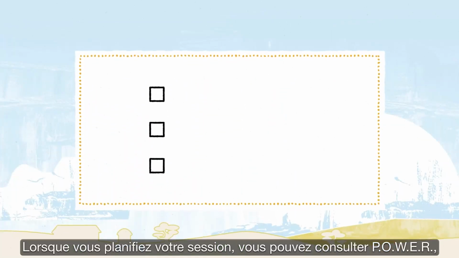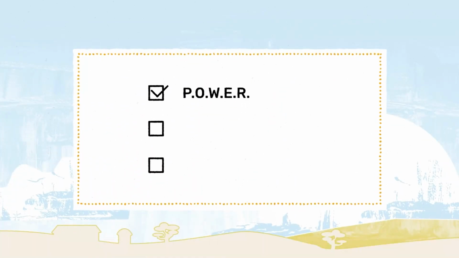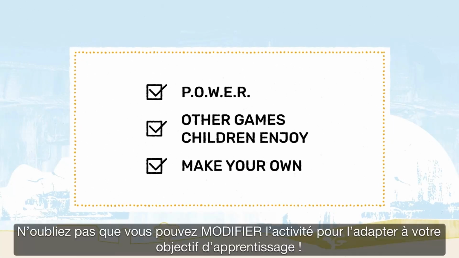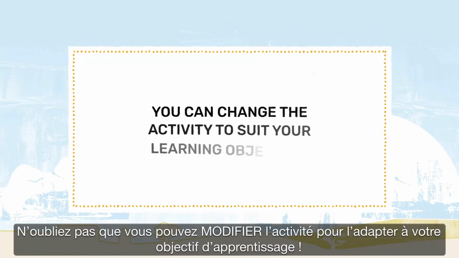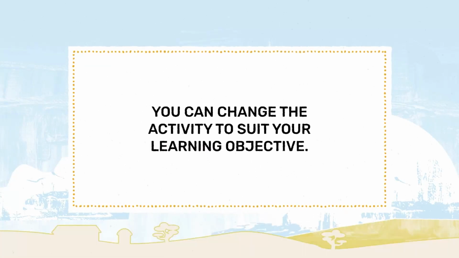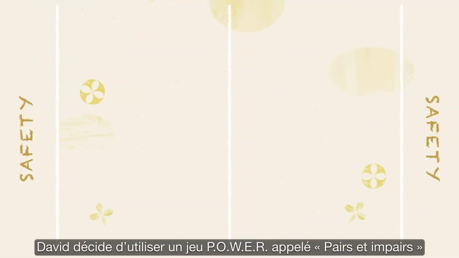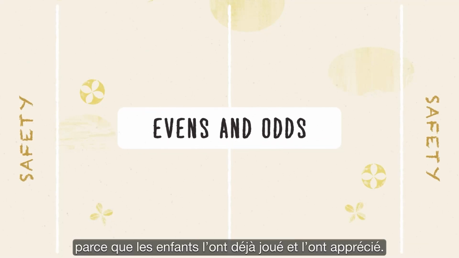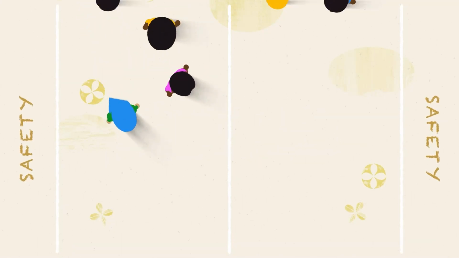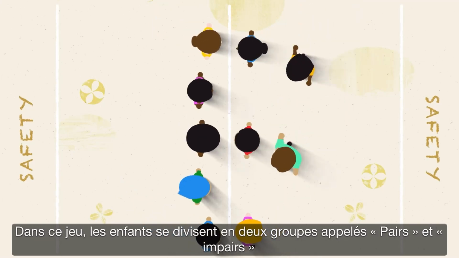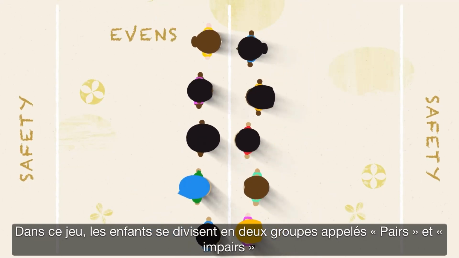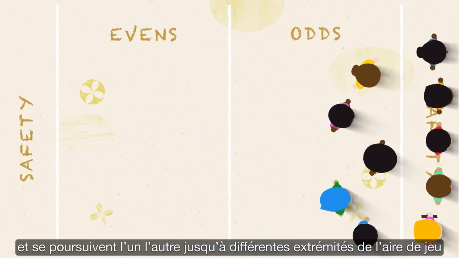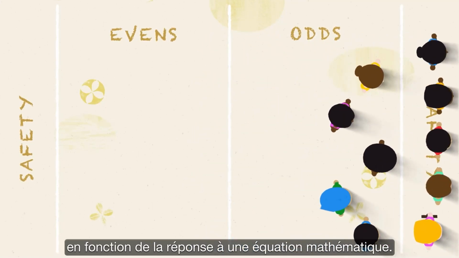When you plan your session, you can look at P.O.W.E.R, think of other games the children enjoy, or make your own. Remember, you can change the activity to suit your learning objective. David decides to use a P.O.W.E.R game called Evens and Odds, because the children played it before and liked it. In this game, children split into two groups called Evens and Odds, and chase each other to different ends of the playing area, depending on the answer to a math equation.